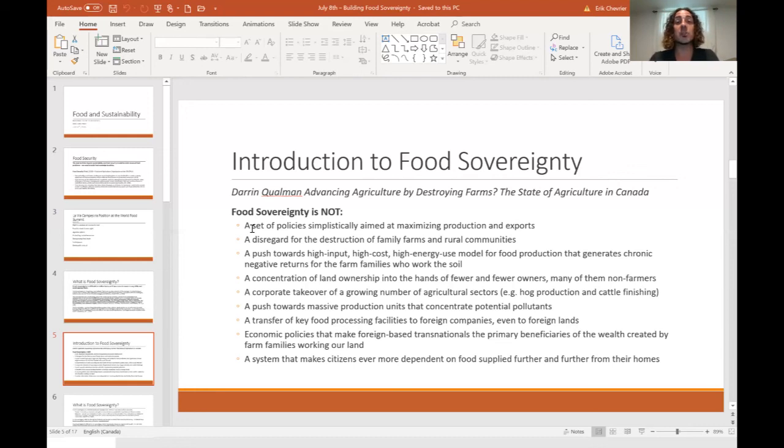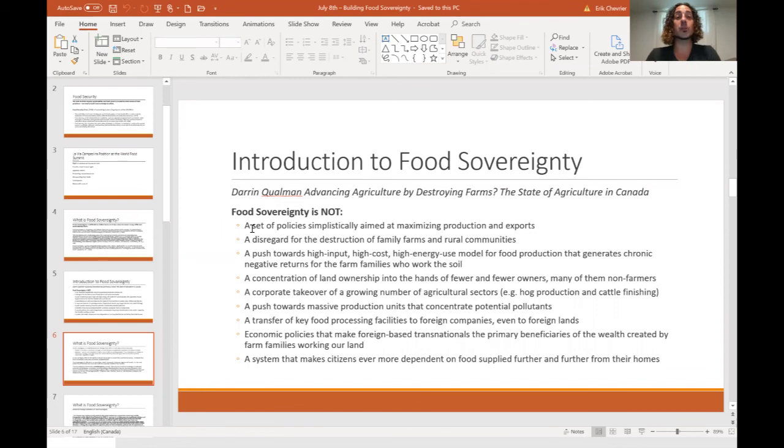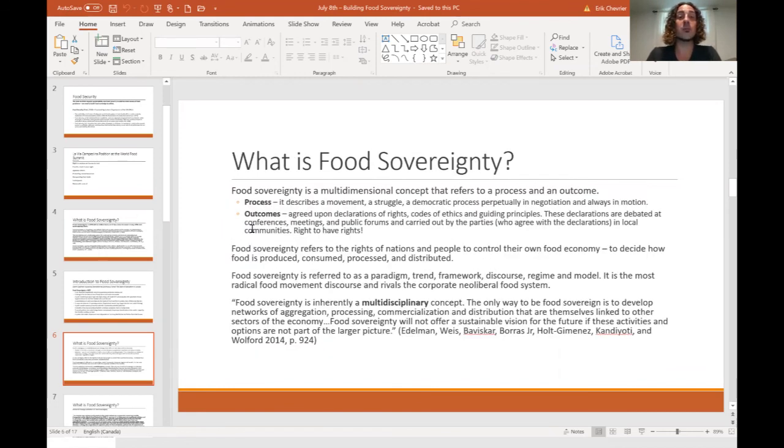So you can see some of the issues being discussed here, and it's very hard to come up with just one overall definition of food sovereignty. There are multiple ways to define it, especially by defining what it's not or what issues are being addressed. But nonetheless, we're going to make an attempt to define food sovereignty.